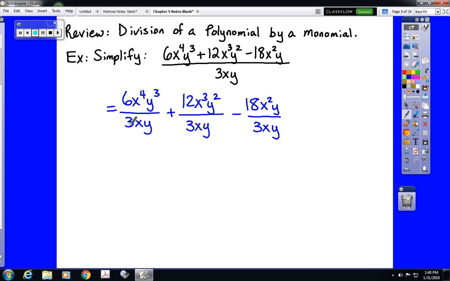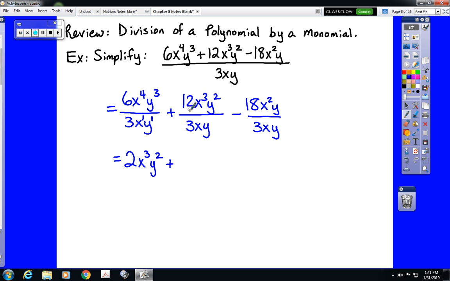So 6 divided by 3 is 2, and then for each variable we're going to subtract the exponents, top minus bottom. So for x, we have x to the fourth on top, x to the first on the bottom. 4 minus 1 is x to the third. For y, we have a 3 on top, a 1 on the bottom. 3 minus 1 is y squared. So this first term would reduce to 2x cubed y squared.